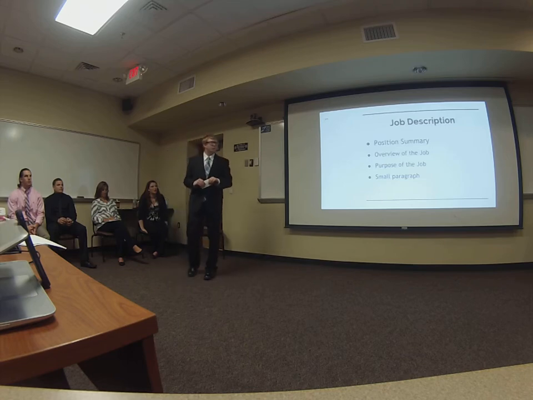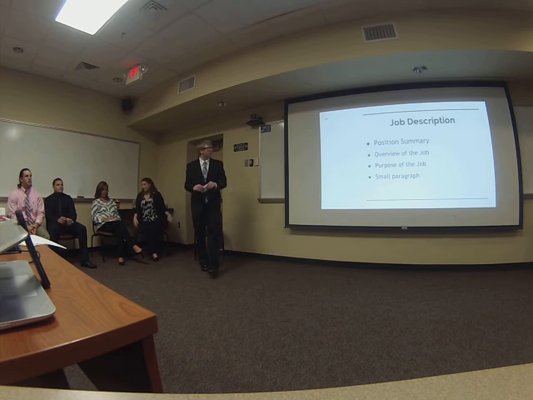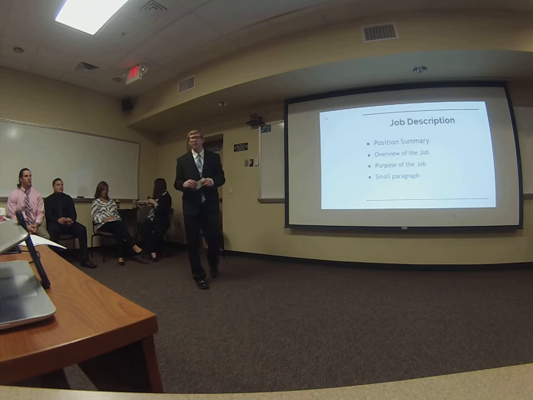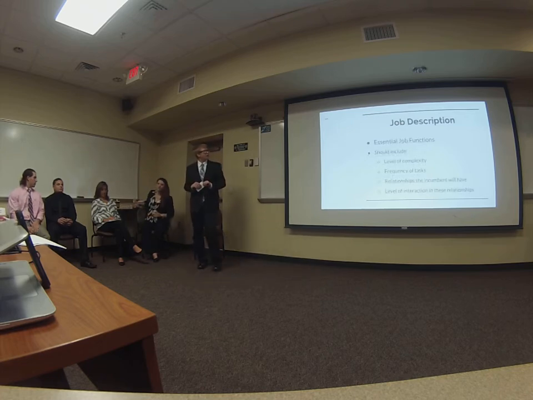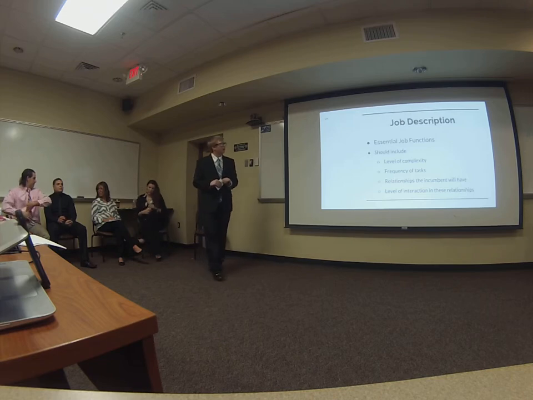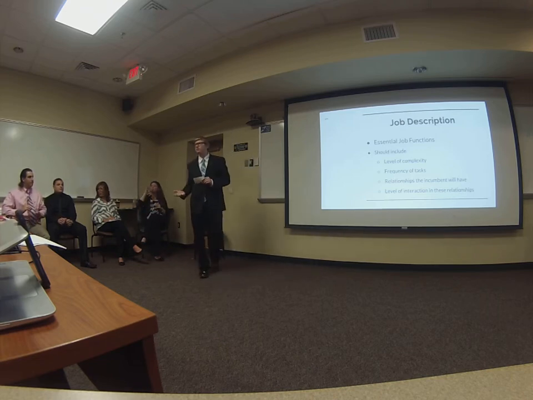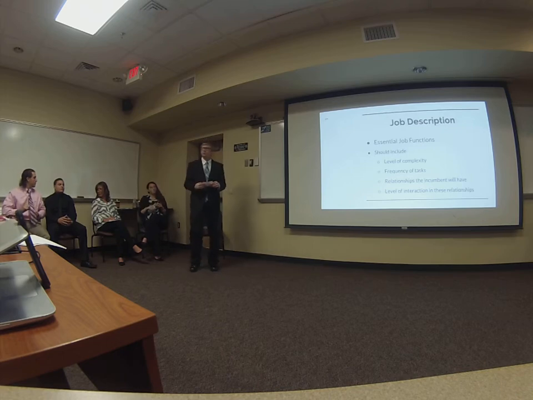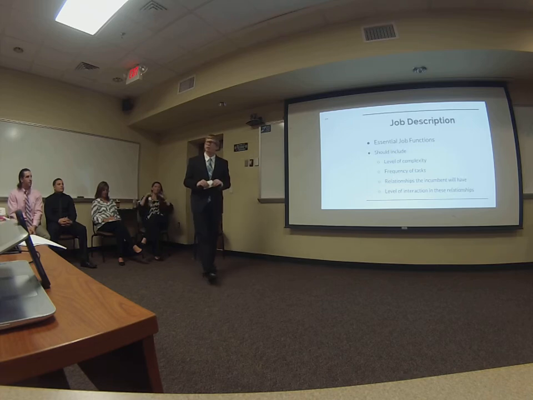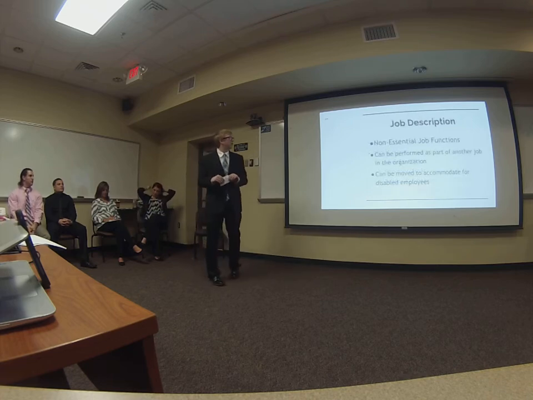Next up in the job description is the position summary. It will be an overview of the job. It's the purpose of the job, and this portion is usually a small paragraph between 2 to 5 sentences. Below that is the essential job functions. So this will include the complexity of the tasks you'll be doing, the frequency of the tasks, and if you'll be having any relationships or working with other people in this section.